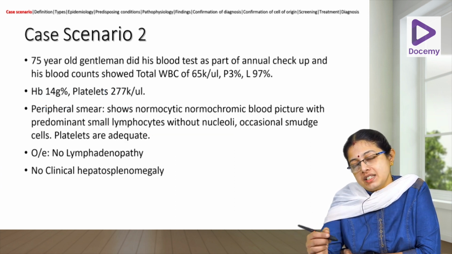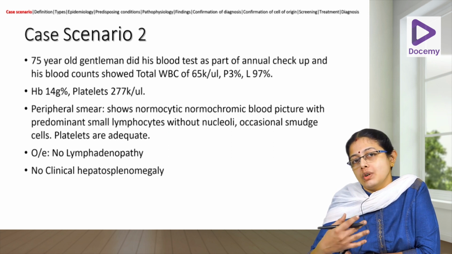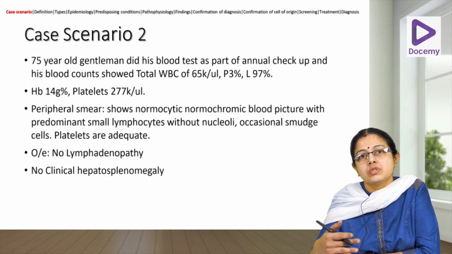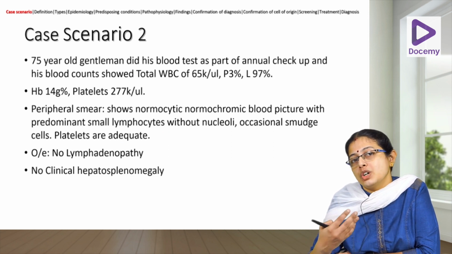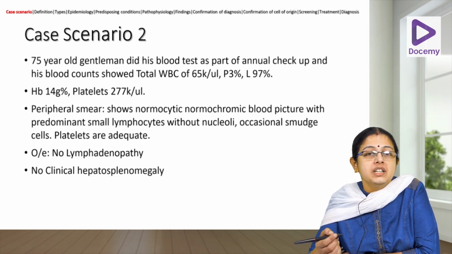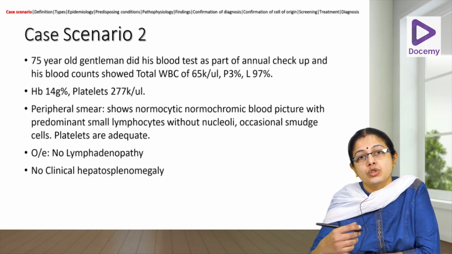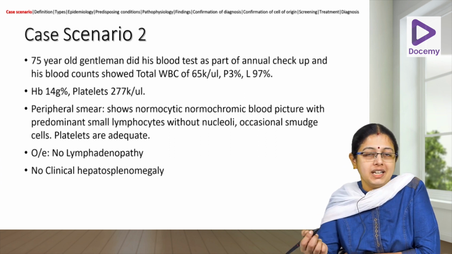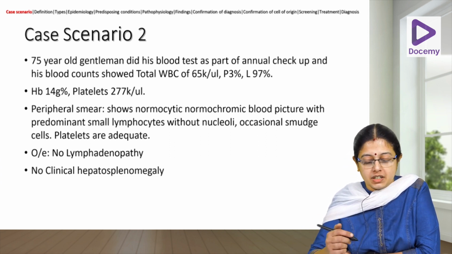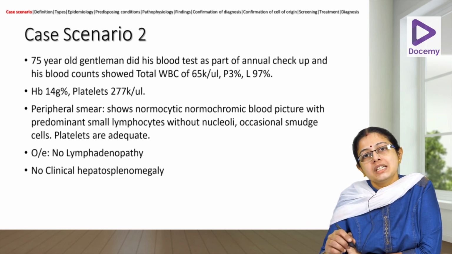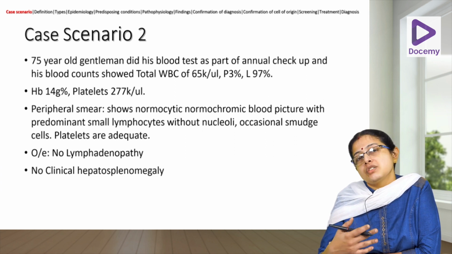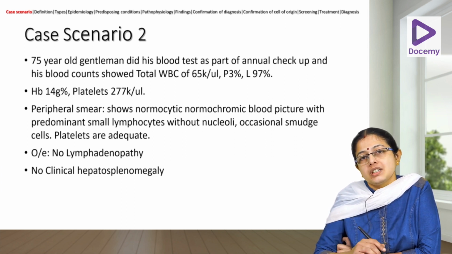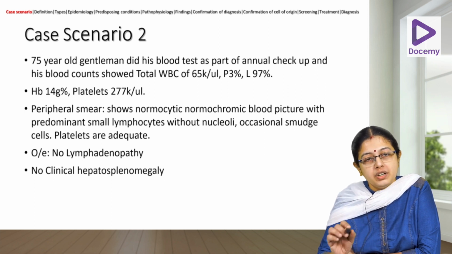So on clinical examination, in such a scenario, when somebody comes to you with high lymphocyte counts, you should be particularly concentrating on the clinical findings in this patient, whether he has a generalized lymphadenopathy or a significant lymphadenopathy, even if it is in only one area, that should also be considered significant. And whether he has a clinical hepatosplenomegaly. When you palpate the abdomen, if the spleen and liver are enlarged, firm in consistency, all these should be considered red flags. But this patient did not have any clinical lymphadenopathy or hepatosplenomegaly.